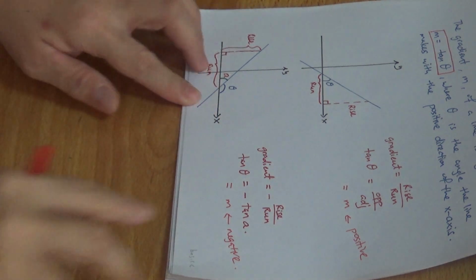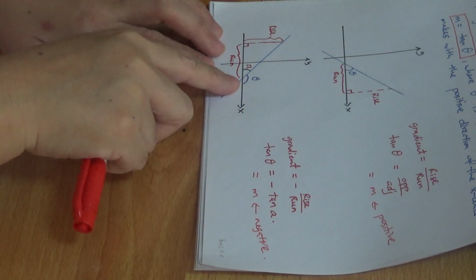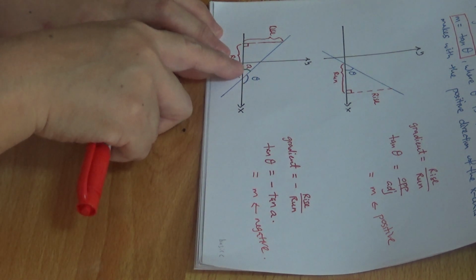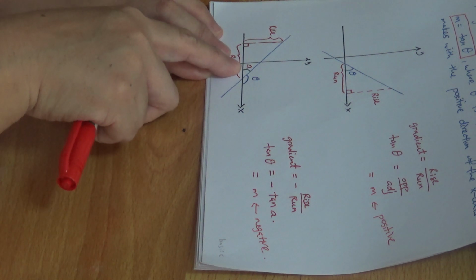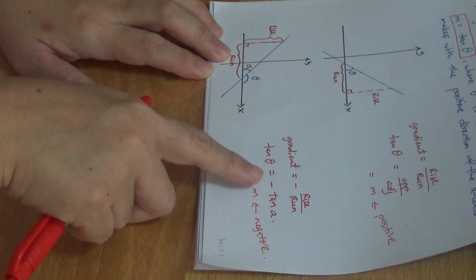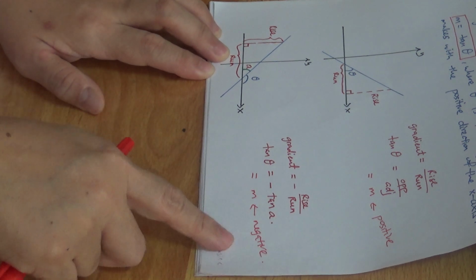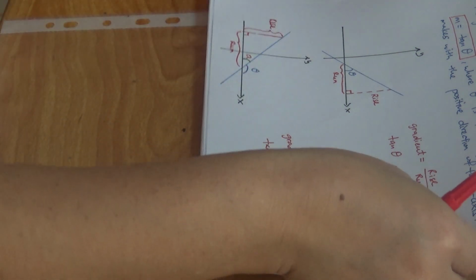Okay, if it's an obtuse angle, the gradient here will be negative, but we can take it with respect to the acute angle because this is a positive value, this is a negative value. We just need to add a negative sign here, so we will make the gradient negative. Okay, so this is the first part of the section here.